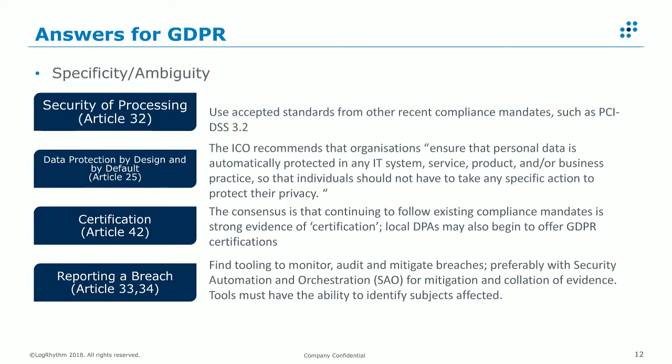The last part is reporting a breach. We need to find tooling to monitor, audit, and mitigate breaches, preferably with SAO, that's security automation and orchestration, for collation of evidence and also mitigation of threats automatically. But tools must also have the ability to identify the subjects who are affected so that the data controller can inform the subjects who have been affected by a breach.